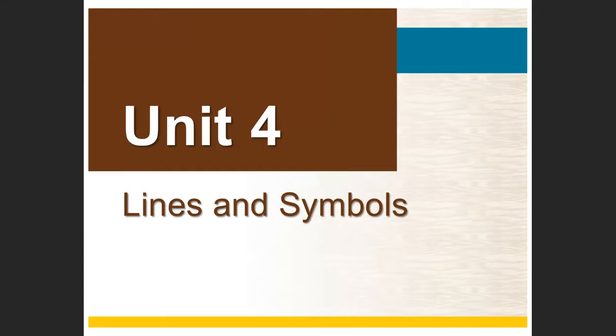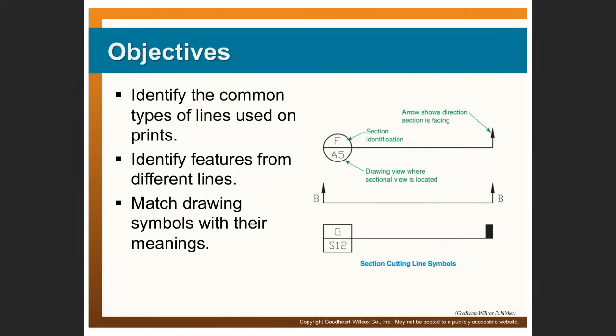Right, so this is Unit 4, Lines and Symbols. We want to identify the common types of lines used on prints, identify the features from different lines, and match drawing symbols with their meanings. So that's what we're going to try to do here.